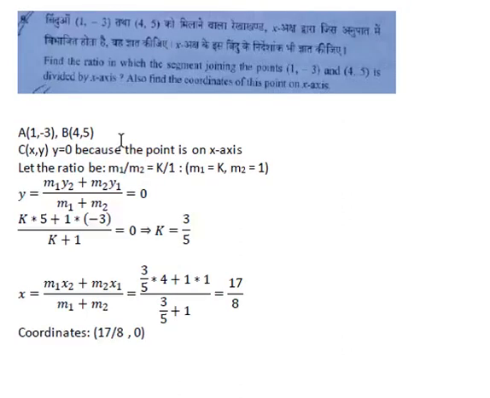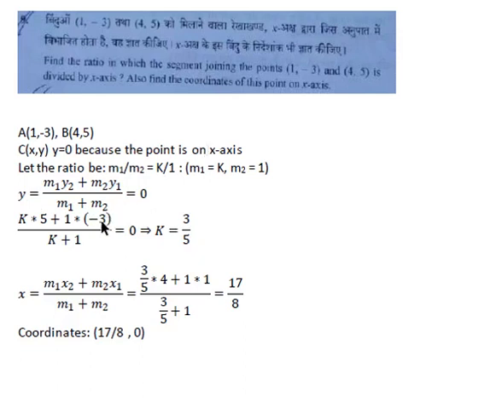In this question, we have to find the ratio in which the line segment joining the points (1, -3) and (4, 5) is divided by the x-axis. Now, because the point is on the x-axis, we know that the y-coordinate of that point will be 0. We assume the ratio m1 by m2 to be k by 1 to simplify it, giving m1 as k and m2 as 1. We use the formula here, y equals (m1 y2 plus m2 y1) by (m1 plus m2), considering m1 by m2 as the ratio. Y is 0 because the point lies on the x-axis.